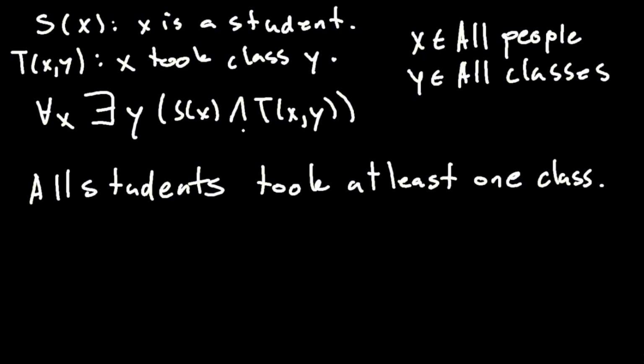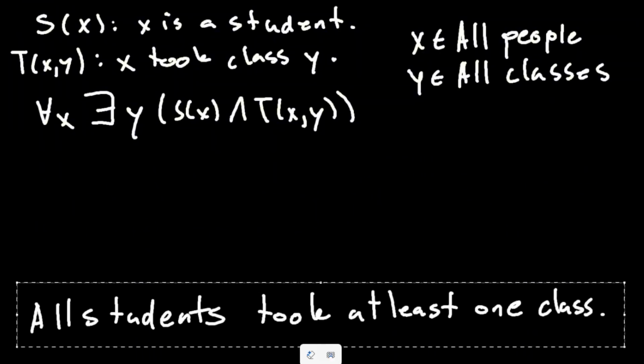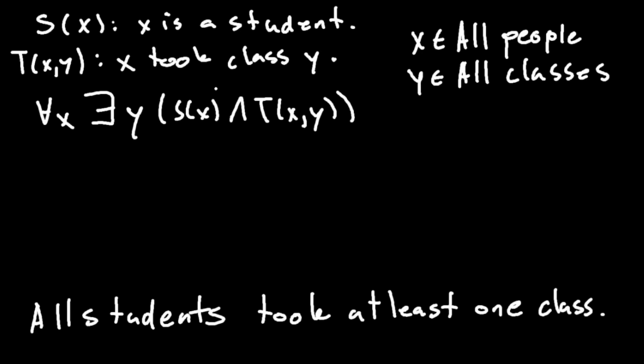Now, what if we put the AND operator here? If we put the AND operator, this statement would completely collapse. And the reason why is because we're basically saying that you have to be a student for this, right? So we're saying every person is a student, right? Every person is a student. And we just wanted a conditional, right? We just want students that took at least one class.